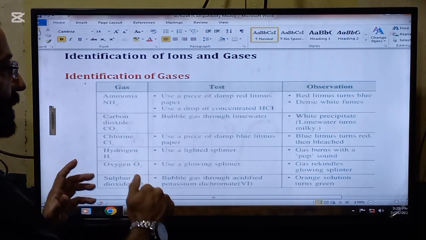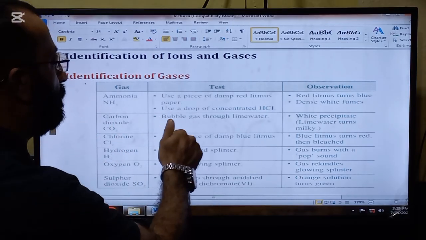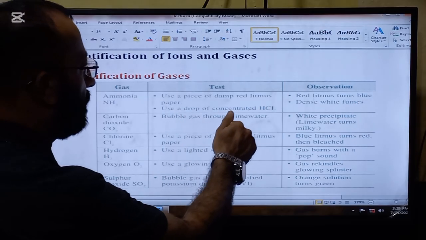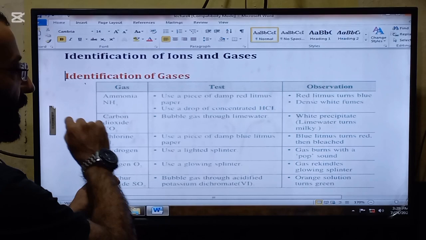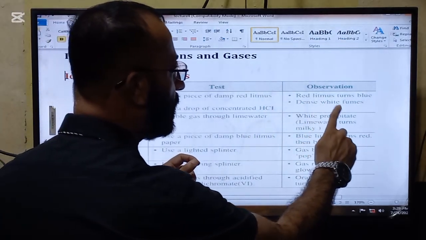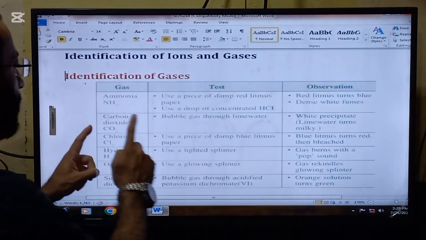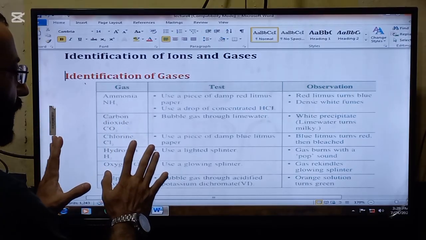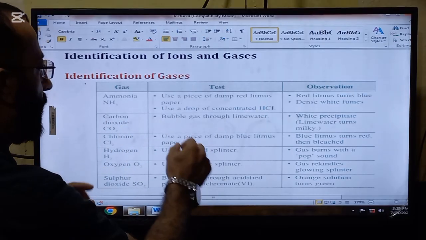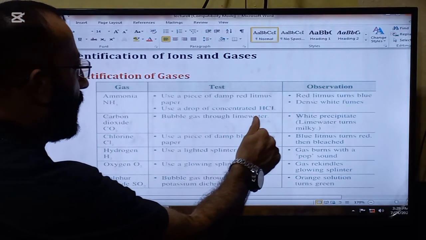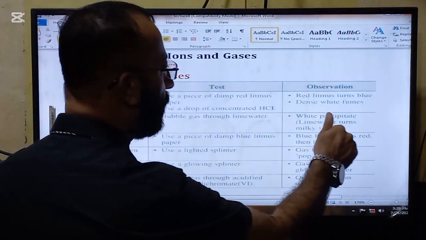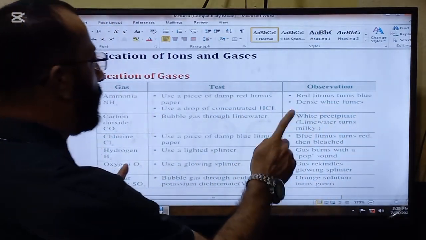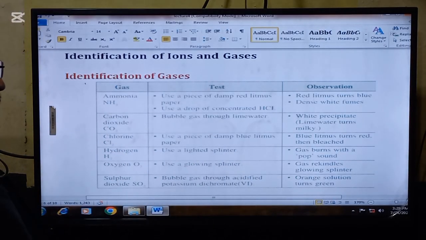Here are two tests. The first test is if you use a piece of damp red litmus paper and pass it through the sample gas. If the red litmus turns blue, that will be the sign that the gas is ammonia gas. Here is the second test. If you put a drop of concentrated HCl into your sample gas, and if dense white fumes are formed, that will be the sign that the sample gas is ammonia gas.